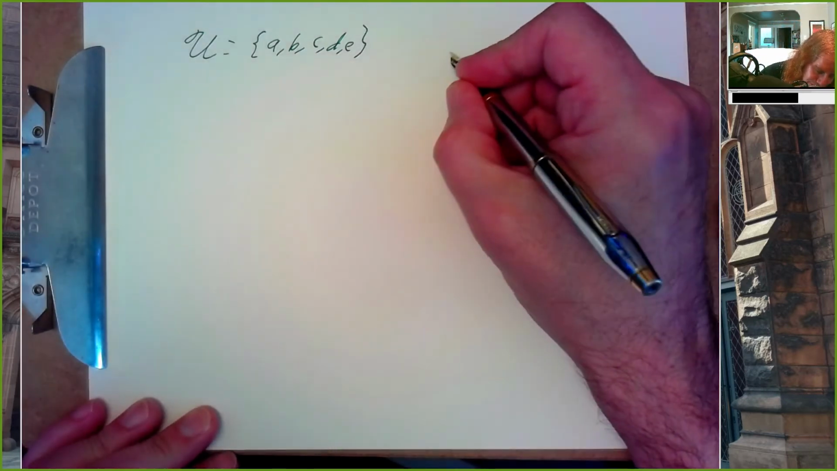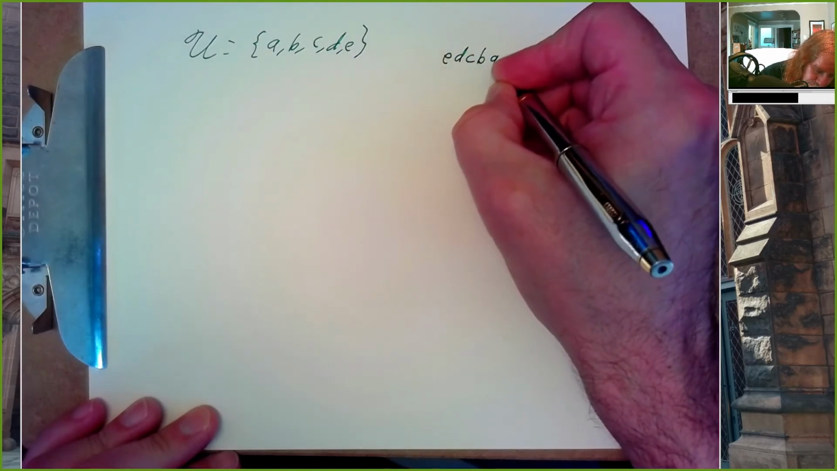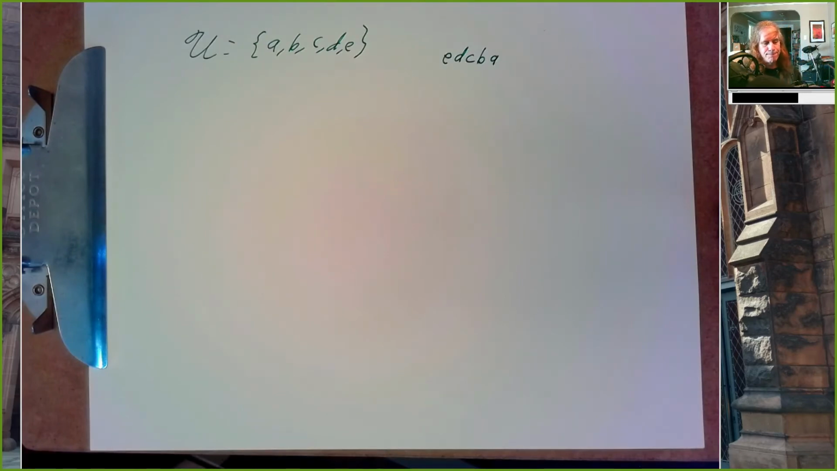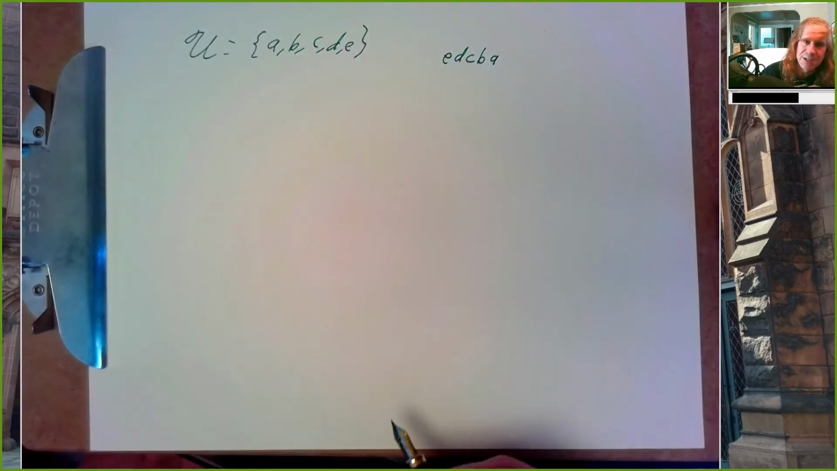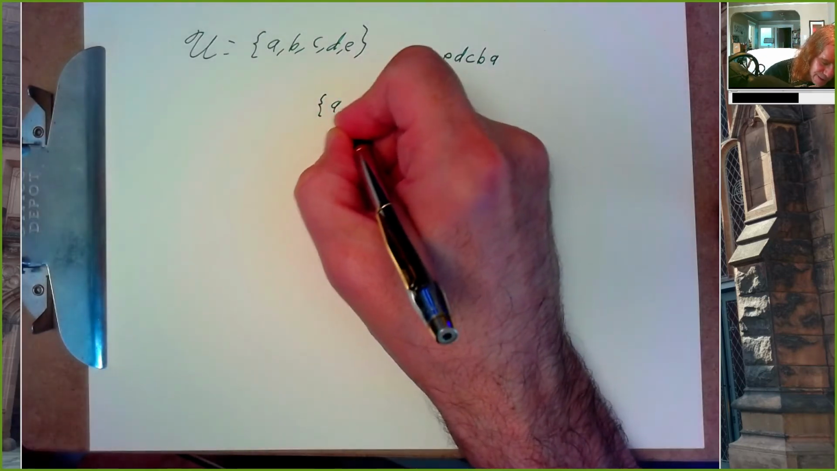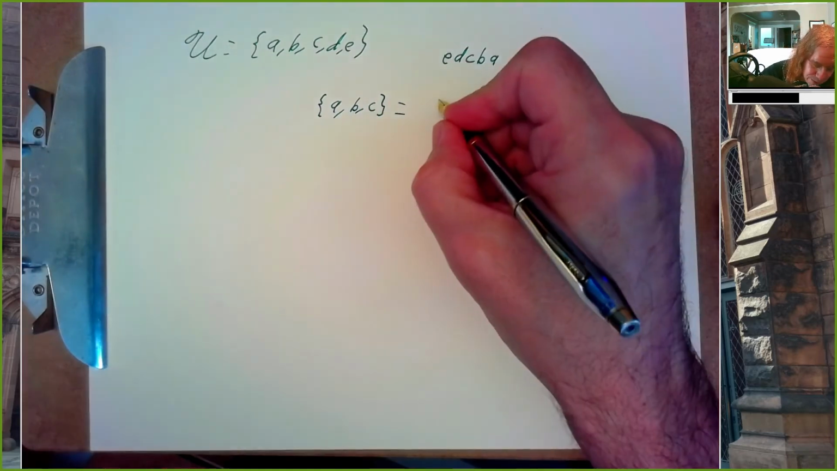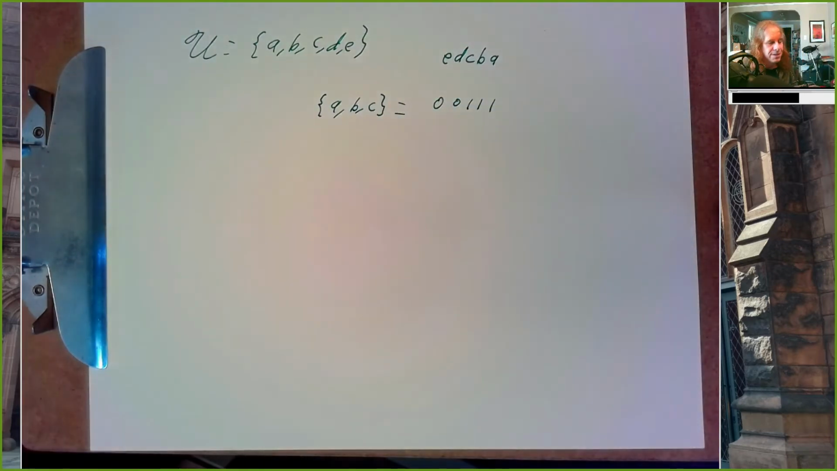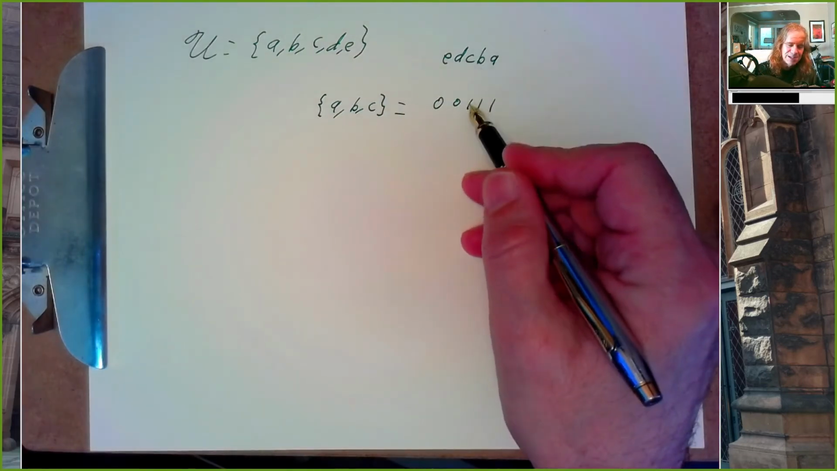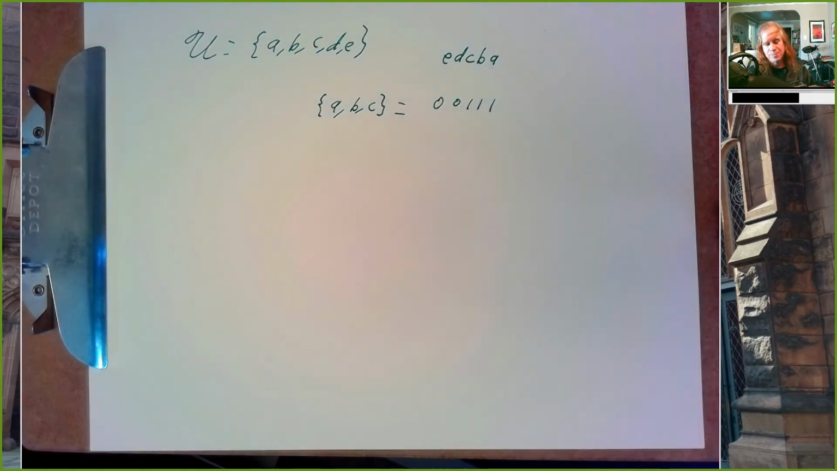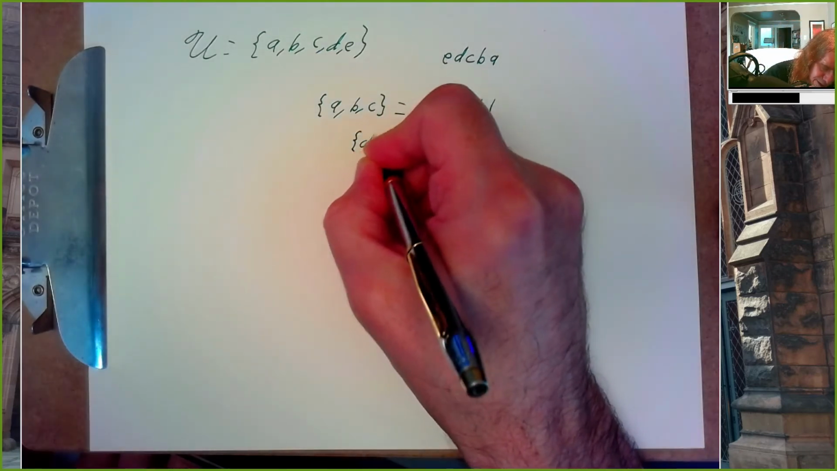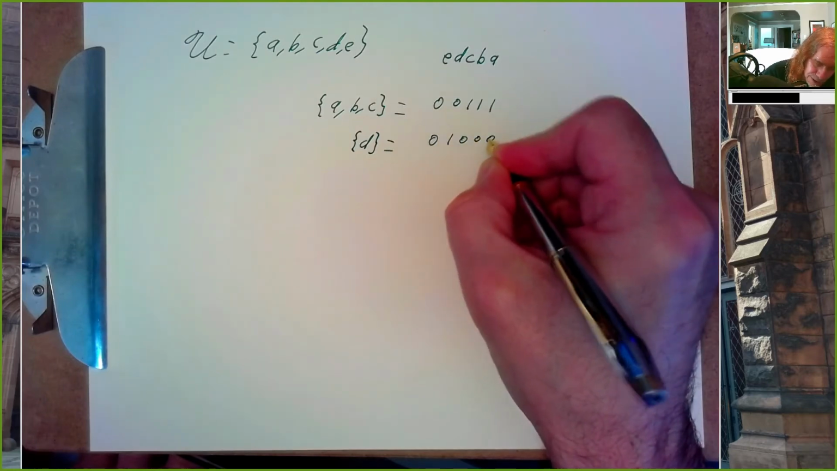So I'm just going to write down, for no particular reason, the 5 elements of my universe in that order. And I'm going to represent any set from this universe with a 5-bit string. And what my bits are going to represent is the values from a membership table that tell me whether each of these elements belongs to my set. So if I wanted to write the set A, B, C, I would write it with this 5-bit number. This one tells me that A belongs to the set, this says B belongs to the set, this says C belongs to the set, and these say D and E don't. If I wanted to write the singleton set D, that would be the number 01000.